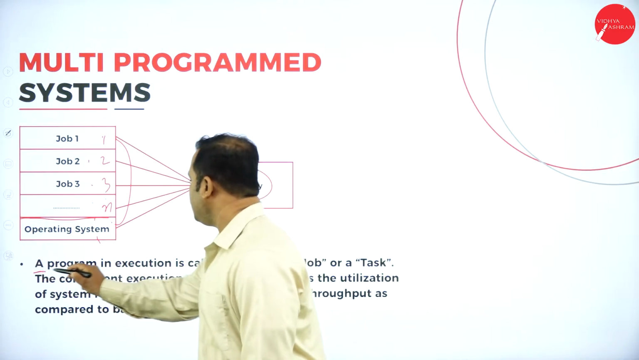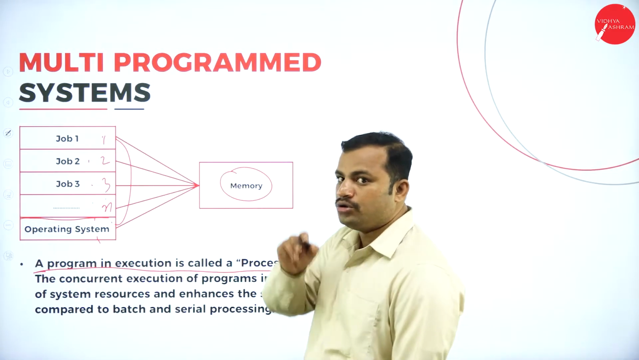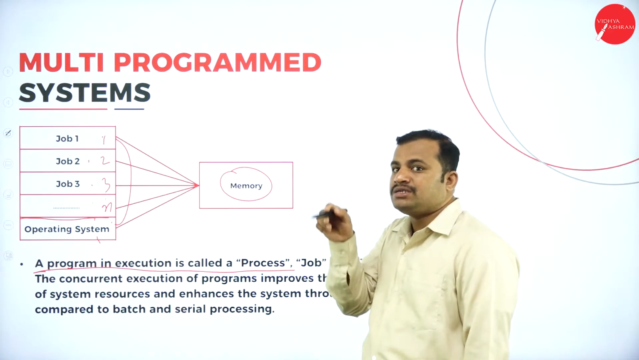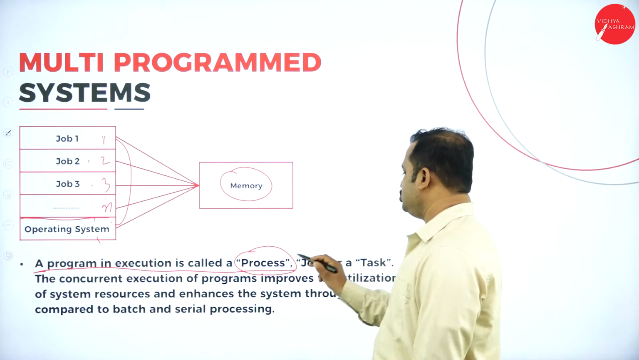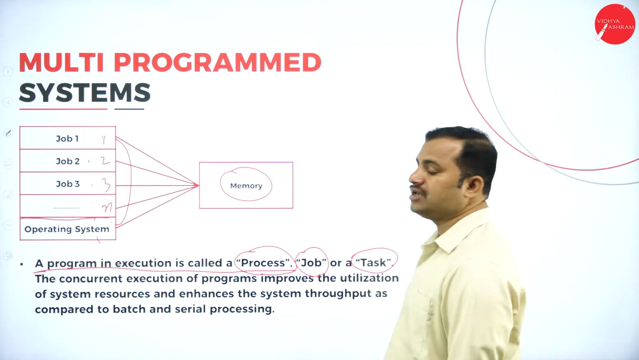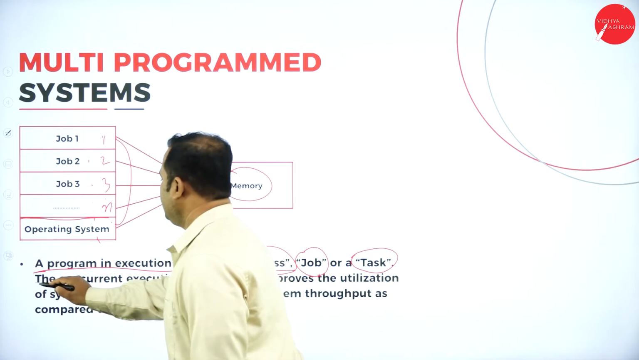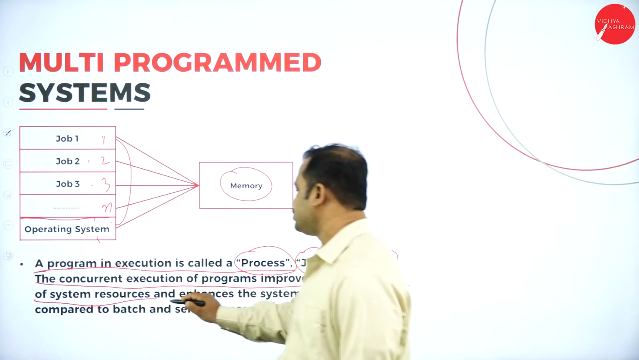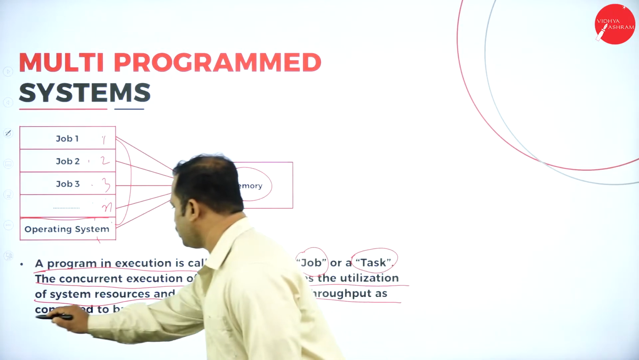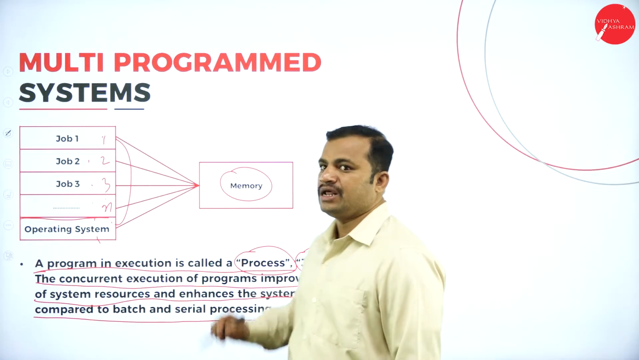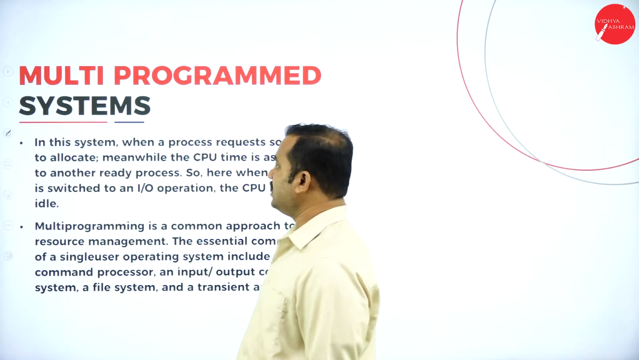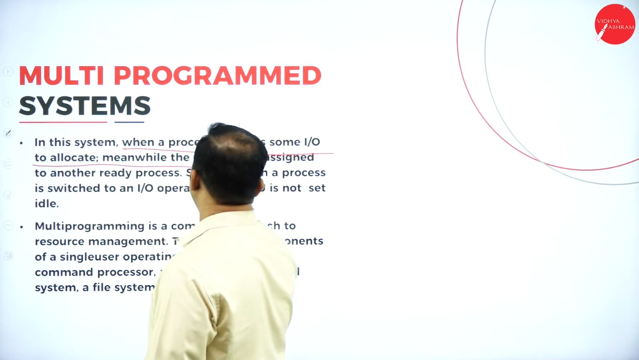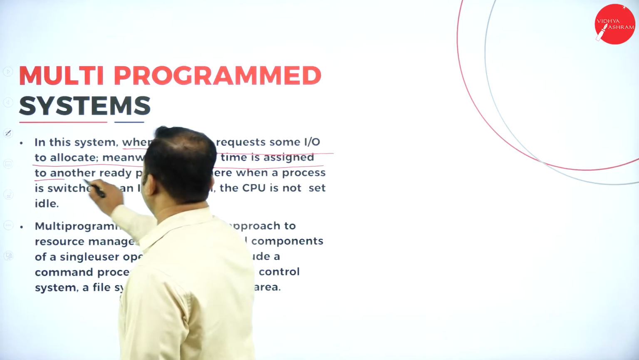Now a program in execution is called a process. As you all know, the time at which the program is in execution is called a process. The job or a task, I will call it a task. The concurrent execution of programs improves the utilization of system resources and enhances the system throughput as compared to batch and serial processing. In this case, when a process requests some I/O to be allocated, meanwhile, the CPU time is assigned to another ready process.